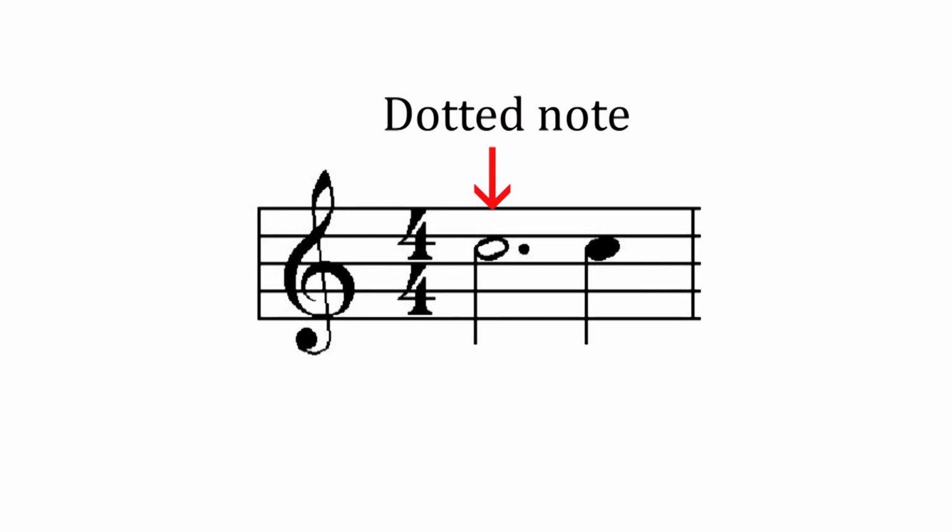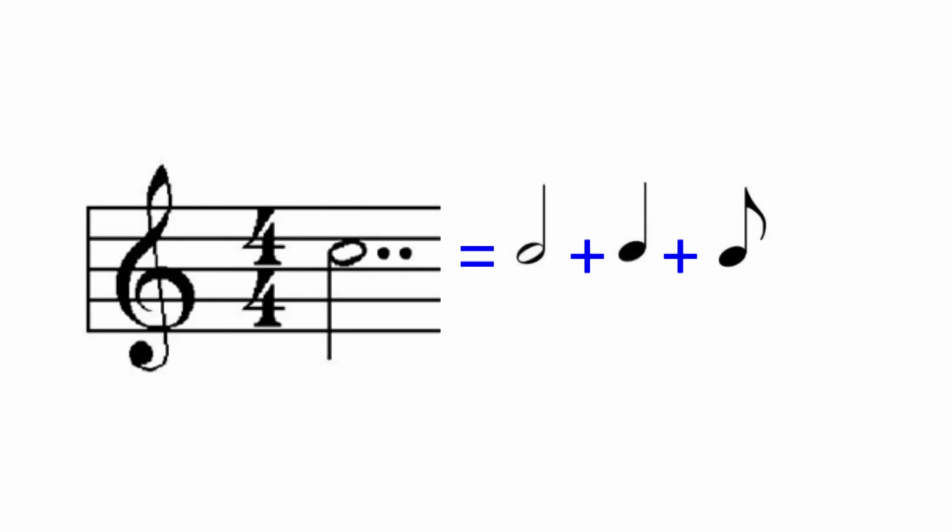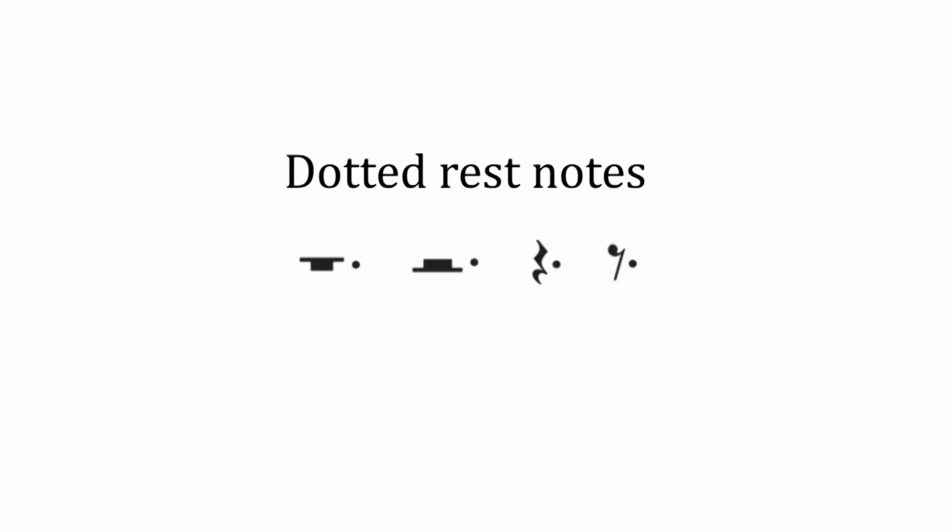A double dotted note will extend the note by half the duration of that note and by half of the additional extension just made. So a double dotted minim will be equivalent to the duration of a minim, a crotchet and a quaver all together. The same principle of lengthening a note by adding a dot or 2 dots also applies to rest notes.